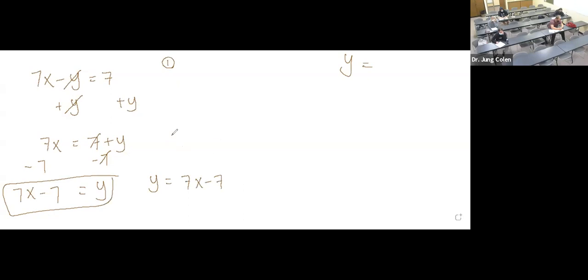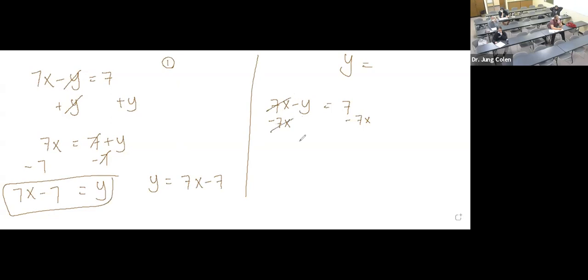That's one way, okay? Or you can also do 7x minus y is equal to 7. I'm going to just leave negative y there and get rid of 7x. I can do that too, right? By subtracting 7x on both sides.